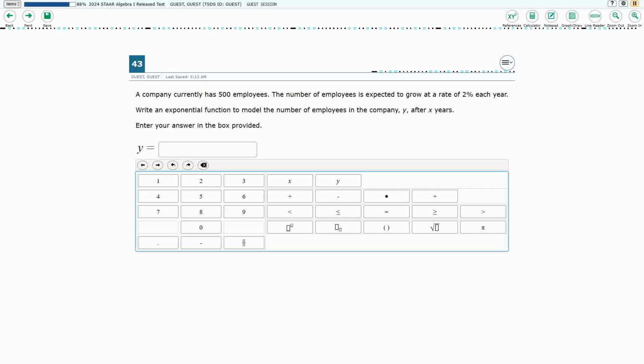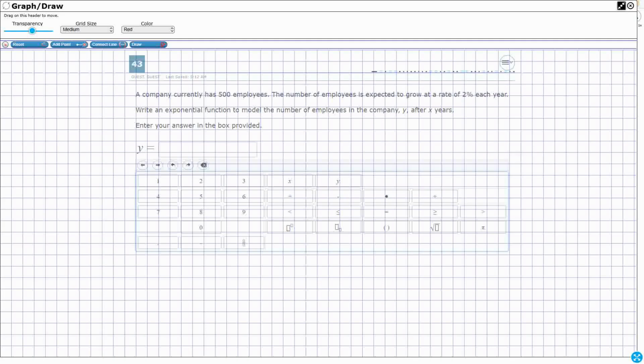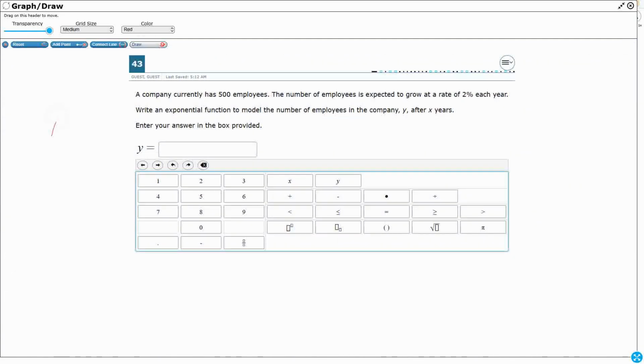For number 43, we are looking at writing exponential functions. This is standard A.9c. What we need to think of is what our standard form for exponential functions is. So that's going to be y equals a times b to the x. We've got a little bit of a story problem here, and we're going to need to type this into the actual equation editor. So what are our terms here?